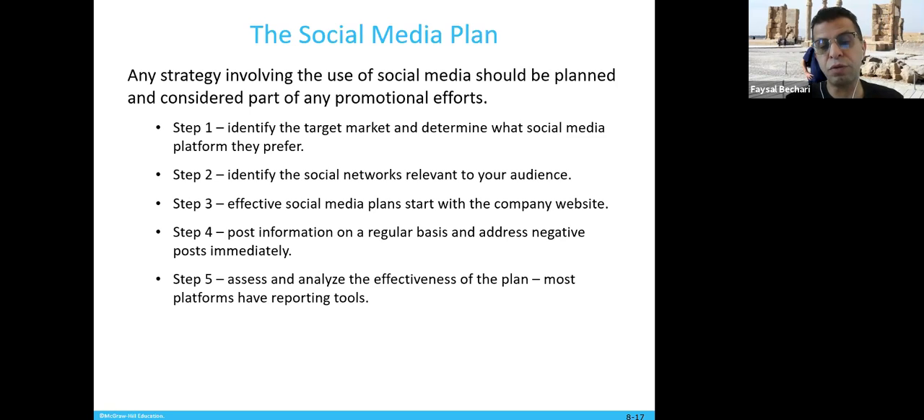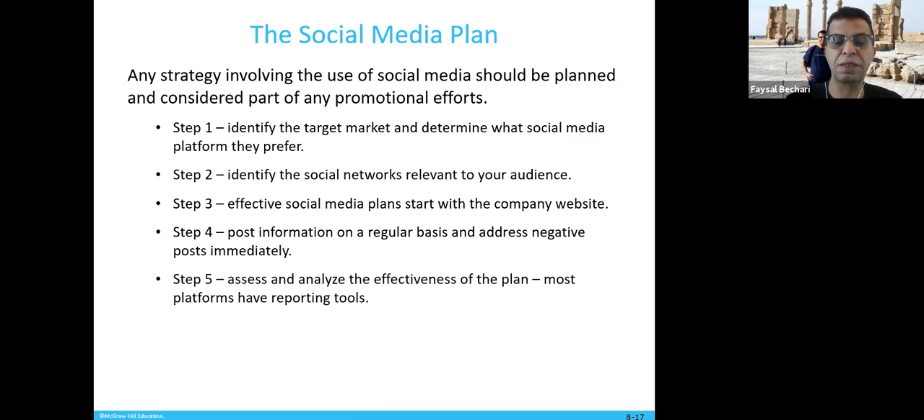Then post information on a regular basis and address a negative post immediately. You want to make sure that if anybody makes a bad comment about your product, you answer them, but not in a negative way. Answer them in a nice way. There are a few videos on YouTube that tell you how to respond to these bad, negative posts.